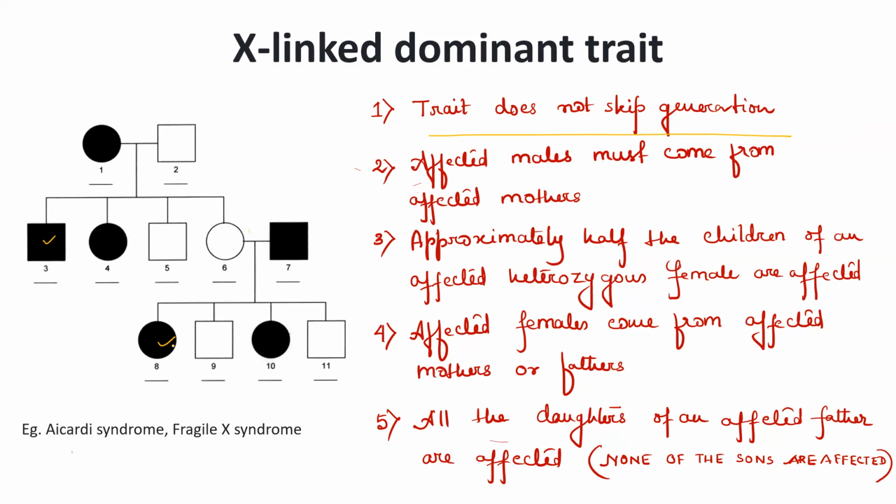What happens here? Affected males must come from affected mothers. Why do you think this? Affected males must come from affected mothers? Because females have what? XX, males have XY. Yes, right? Now what happens here? The affected males inherit the trait from affected mothers. How is this happening?